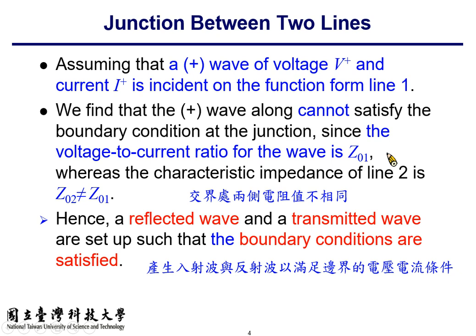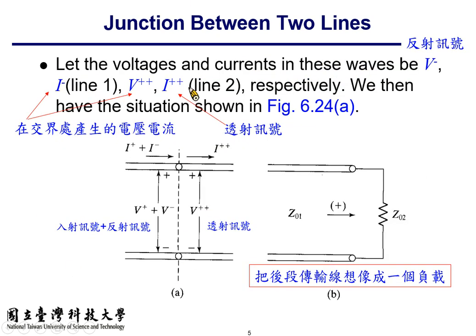Because of the mismatch, because of the difference in the characteristic impedance, a reflected wave and a transmitted wave are set up so that the boundary condition can be satisfied. So let's look at what kind of boundary condition. The boundary condition is that the total voltage and the total current on the two sides should be the same. The figure down below tries to analyze the two-section problem as the problem of a transmission line terminated with a load.